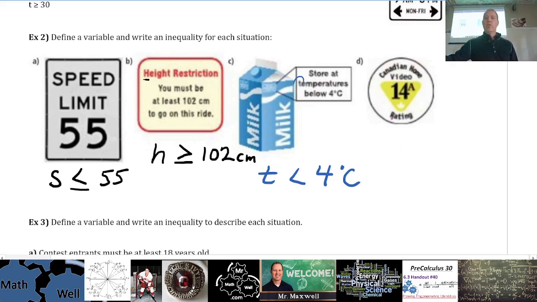Okay, finally this one. Canadian home video rating, 14A. Do you guys know what this means? What those numbers mean? 14A, PG-13, 18A. Sorry? Is that like the age restricted? Yes. I think those numbers would refer to the age. So it's not recommended for anybody under 14.